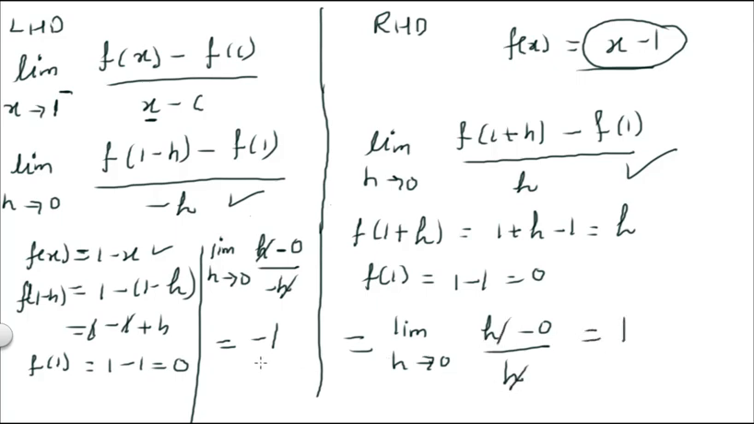So you see, for LHD you are getting the answer as minus 1, but for RHD the answer is coming as 1. So the left hand derivative is not equal to the right hand derivative. Hence this function is not differentiable. Similarly, the other questions of the exercise would be done. I hope this is clear to you.